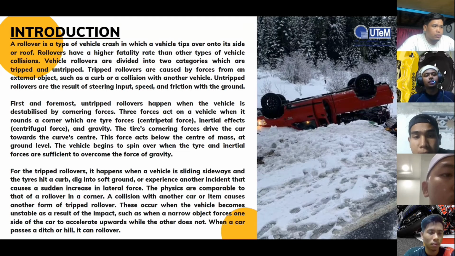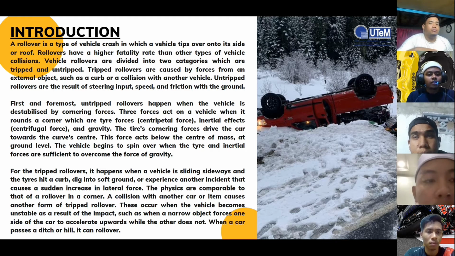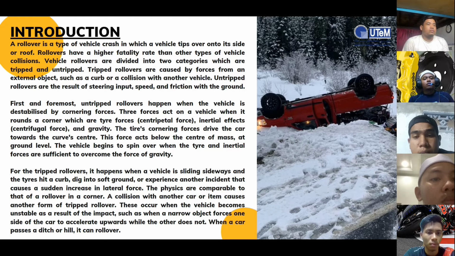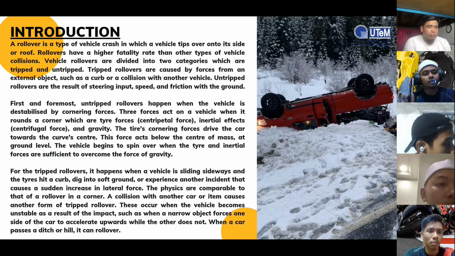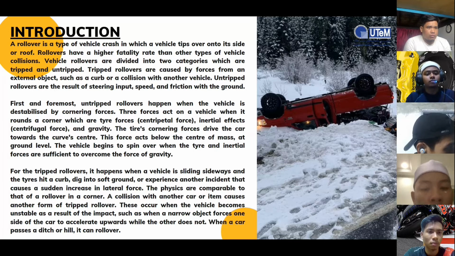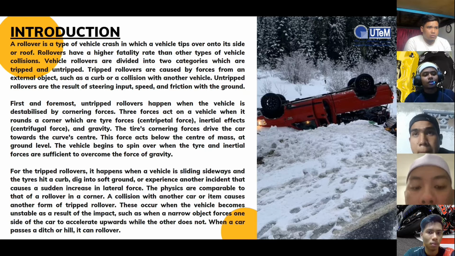Okay, for the introduction, a rollover is a type of vehicle crash in which a vehicle tips over onto its side or roof. Rollovers have a higher fatality rate than other types of vehicle collision. Vehicle rollovers are divided into two categories, which are tripped and untripped. The tripped rollovers are caused by force from an external object. Untripped rollovers are the result of steering input, speed, and friction with the ground.